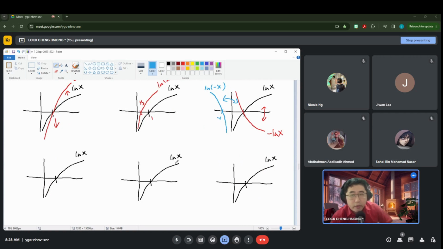What if I have ln of modulus of ln x? So modulus of ln x, the graph will be like this. It becomes a weird shape. But it's a folding, not a reflection, sorry, folding. Okay. What if you have a ln of modulus x? So it will be two sides, both sides.